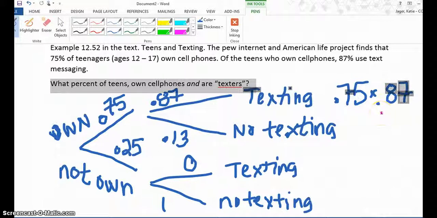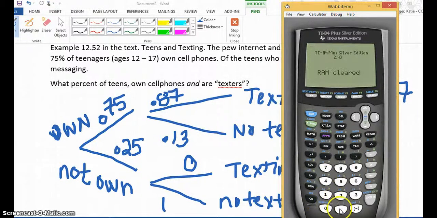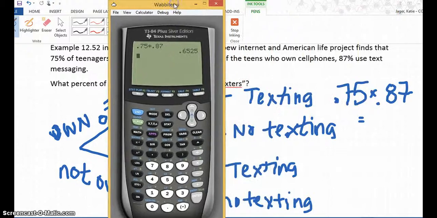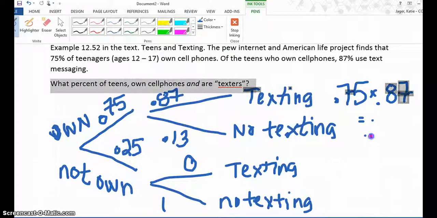And then we get a probability of, we can go to our calculator, 0.75 times 0.87, and that is equal to a probability of 0.6525, which is about 0.65, which is then the probability that a randomly chosen teen owns a cell phone and is a texter.